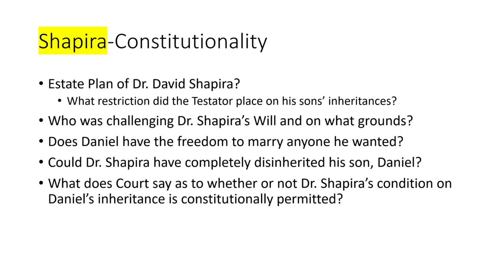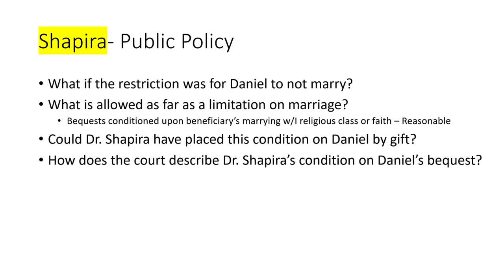First and foremost, the testator did not have to provide for his son Daniel at all, and could have completely disinherited a son and children. So whether or not the limitation imposed on the son's inheritance was enough to violate public policy, keeping in mind Dr. Shapiro didn't have to leave anything to Daniel at all, we look at the restriction. They ultimately see if it was a reasonable restriction, and keeping in mind that Dr. Shapiro could have placed this condition on Daniel by gift, and something even stronger.